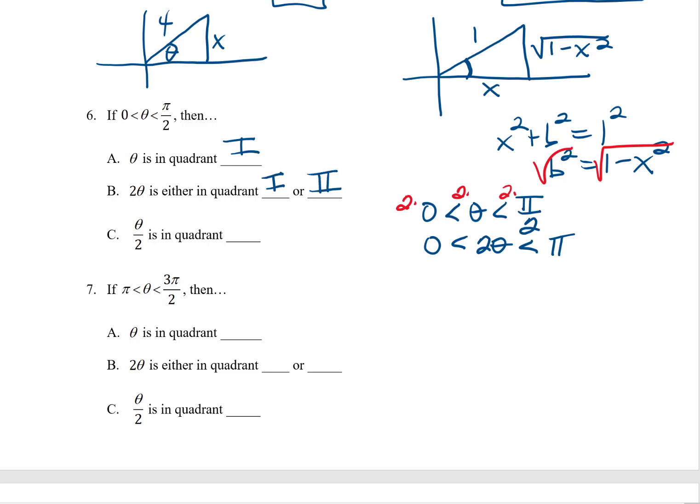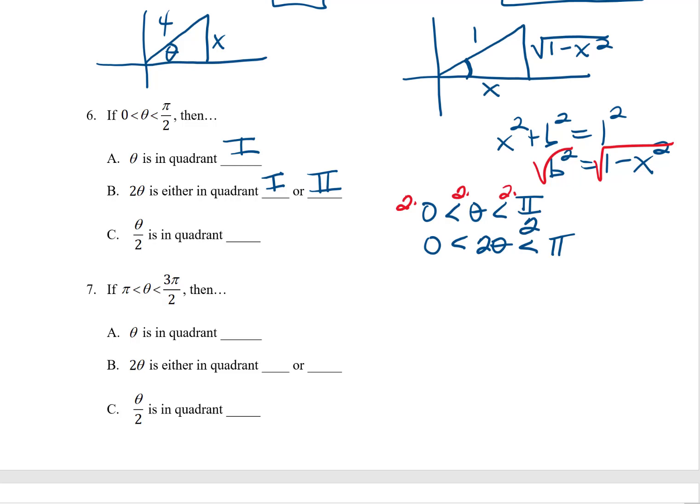If you think about that for a minute, it makes sense. I mean, if my original angle is really small, like 1 degree or 2 degrees, if I double it, I'll still be in quadrant 1. But if my angle was closer to the 90-degree side, like 80 degrees, for example, if I double it, I'd get 160. I'd be in quadrant 2.